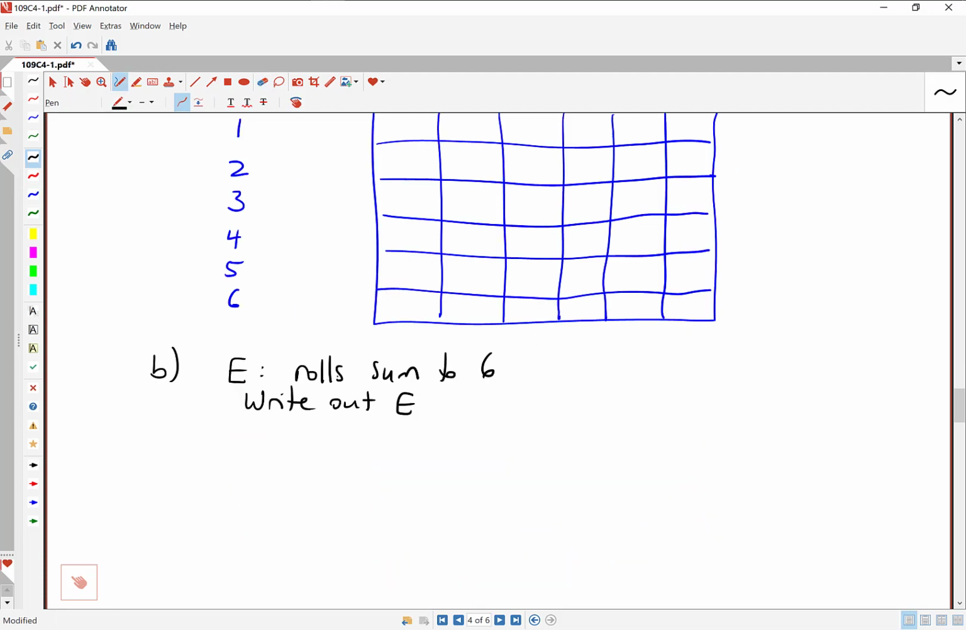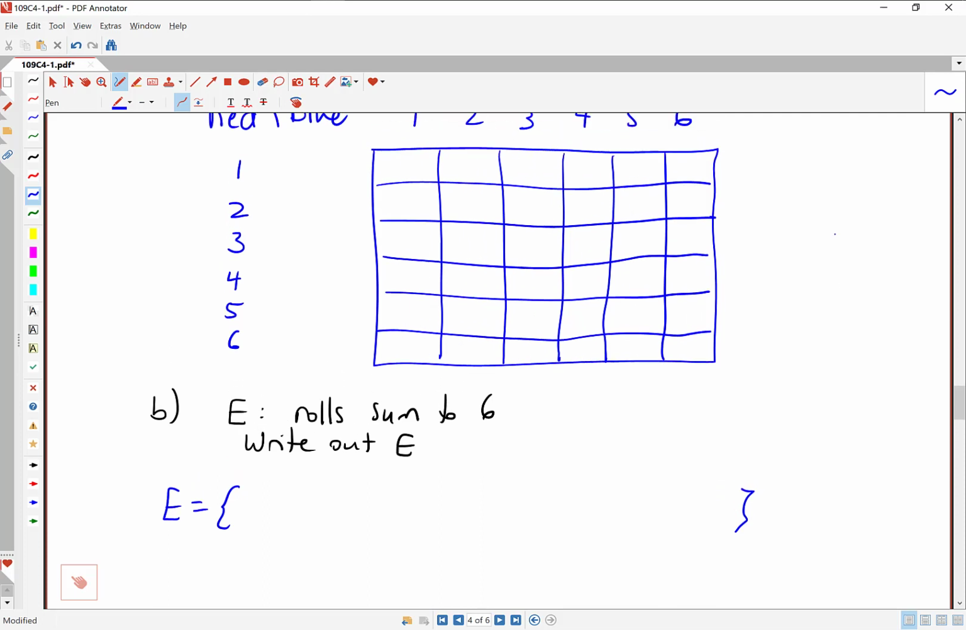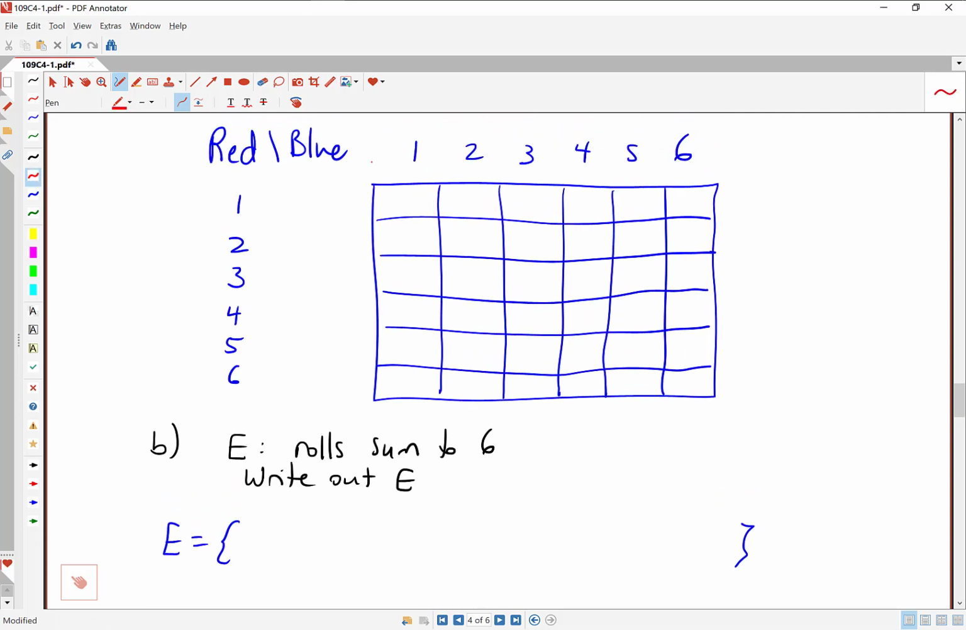So let's say E is the event that the 2 rolls on the 2 dice sum to 6, and we're going to write out the event E. Okay, so that's going to be a set, and we're going to just list the different things that can happen. So if you want, you can look back up at your table and figure out what your outcomes are going to look like. So if we want the rolls to sum to 6, we could have, say, 1 on red and 5 on blue, or we could have 2 on red and 4 on blue. You could have 3 on both dice. You could have 4 on red and 2 on blue, or 5 and 1. So in total, it looks like we've got 5 different possibilities.